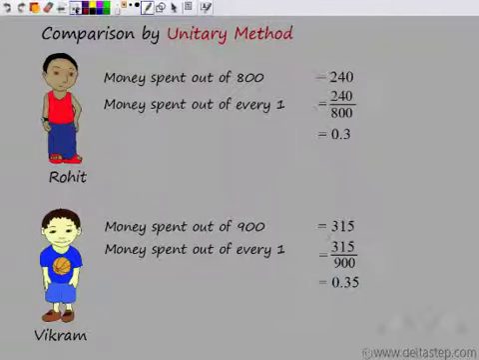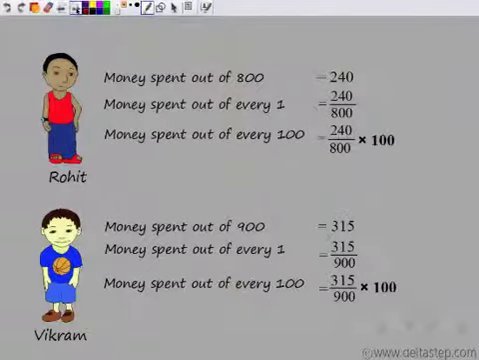So what we do is, instead of finding for a unit which is 1, we can find it for 100. So we can find the money spent for every 100 by just multiplying by 100. So that would give me the money spent for every 100. Similarly, we can find the money spent for every 100 for Vikram also, which would be 315 divided by 900 into 100.